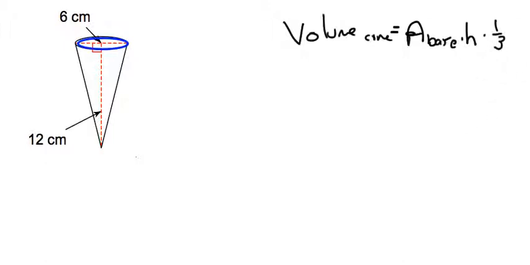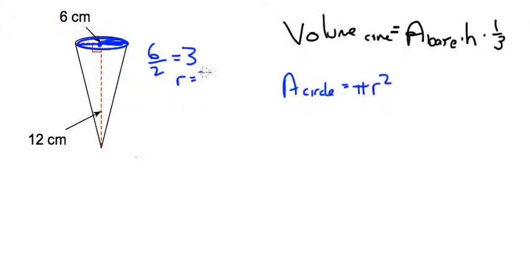Alright, so first we've got to find the area of our base, and the area of a circle, as we know, is equal to pi r squared. And to find r, I see that this line right here goes all the way across the circle, so that is a diameter. And I need to find a radius. A radius goes from the center to the end, so that piece is my radius. And so my radius is 1/2 of 6. So if I take 6 over 2, that's going to give me my radius of 3. So my radius equals 3.